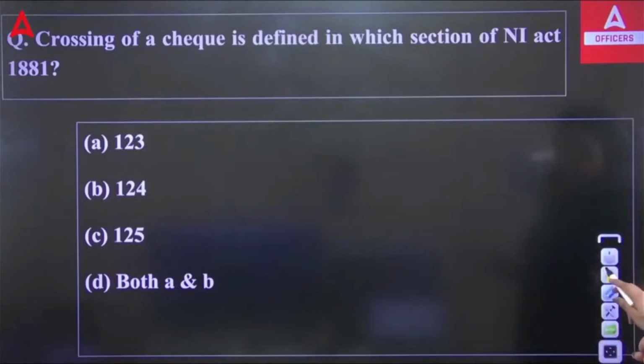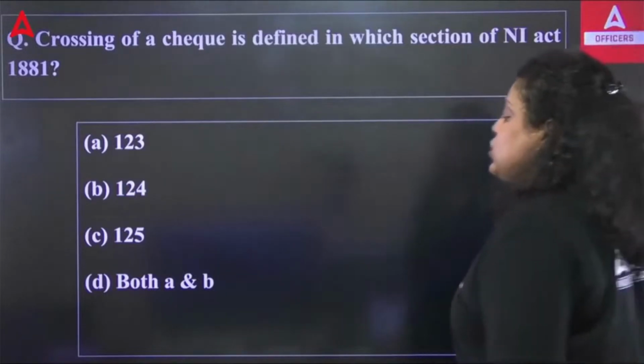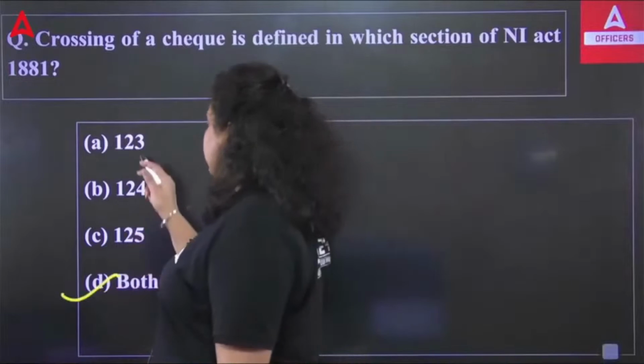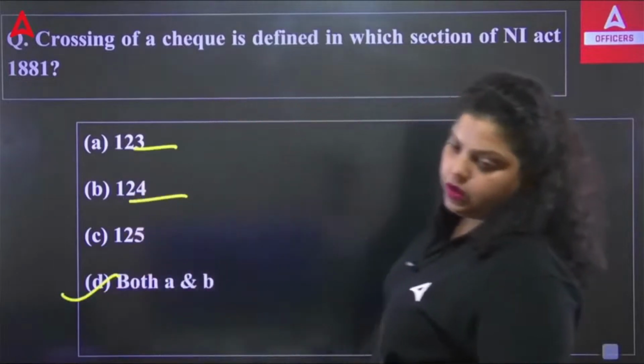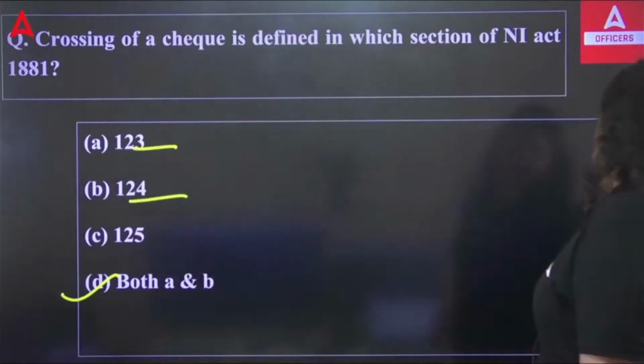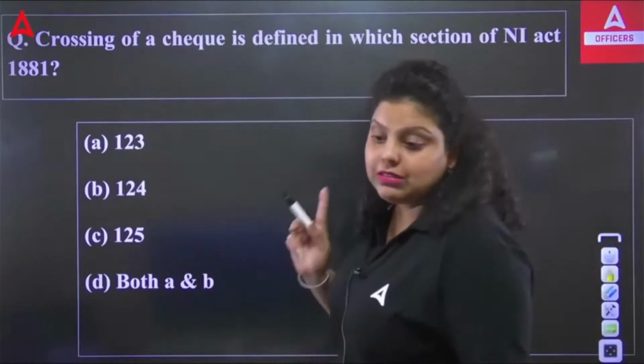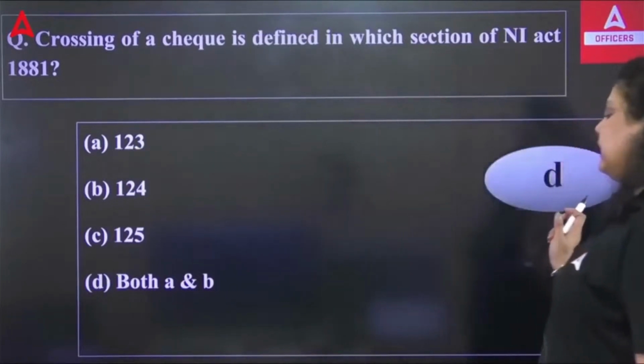So, it is defined under which particular section? It is defined under both sections A and B, which means 123 and 124. Sections 123 and 124 deal with 2 types of crossing, that is general crossing and special crossing. So, the right answer is D, both.